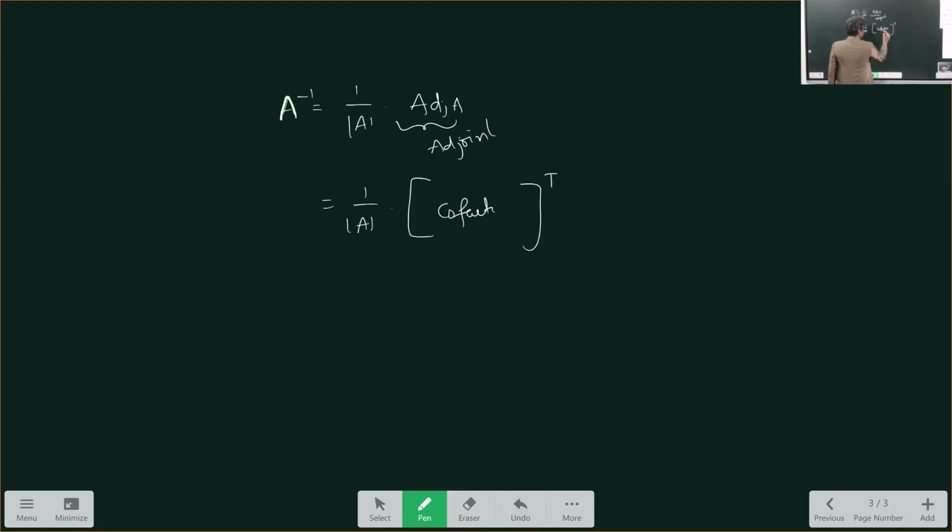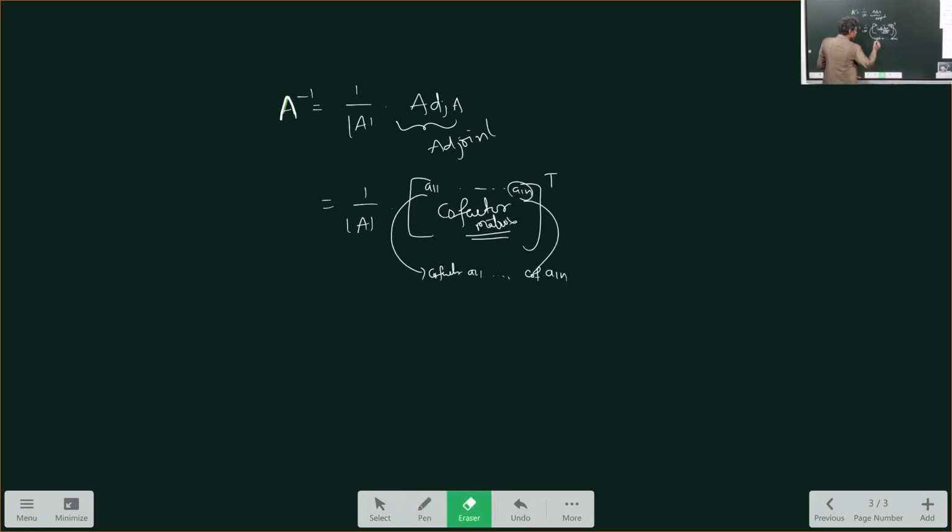Cofactor matrix. What is a cofactor matrix? Every element is replaced with its cofactor. Here A11 is replaced with the cofactor of A11. Like that, A1n is also replaced with the cofactor of A1n. So the corresponding elements are replaced with the cofactors.